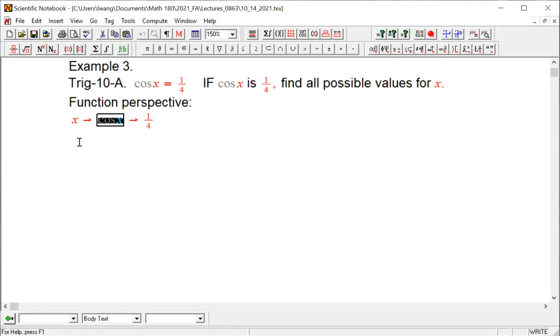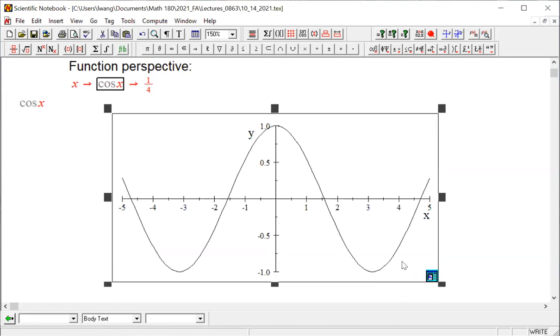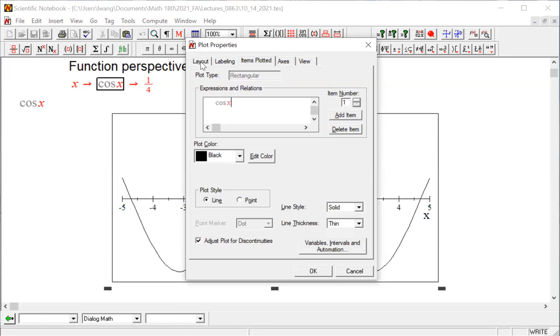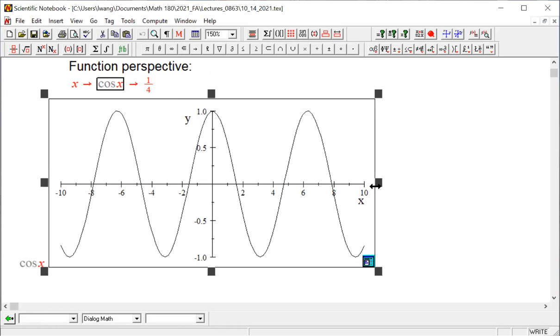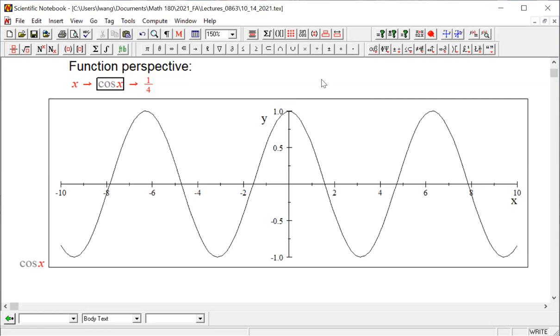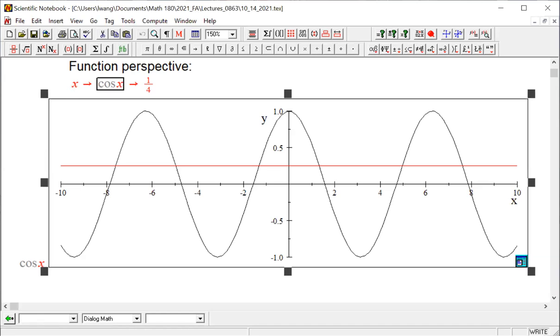One way to solve this is to look at the graph. The entire graph. The entire picture of cosine. We know the output. So this is the if statement, right? If the output is a quarter, what does that mean? Well, if the output is a quarter, we're going to draw that constant function. It crosses the curve. How many solutions do we see?